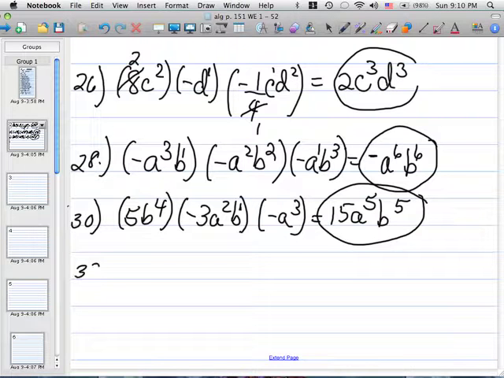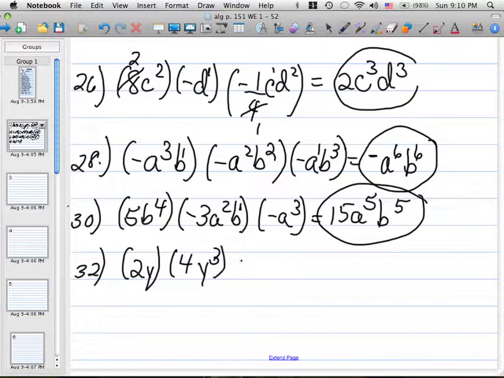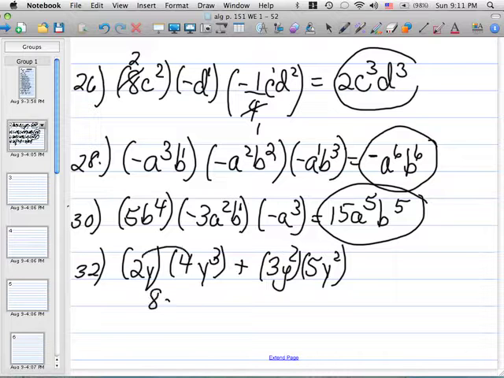Problem 31 through 34, simplify. So number 32, copy it down. We have 2y times the quantity 4y cubed plus 3y squared times 5y squared. Multiplying 2 times 4 is 8. Multiplying, I add my exponents, y to the fourth. Then I hold off on the addition, come over here and multiply here. 3 times 5 is 15. And I have y, 2 plus 2 is 4.